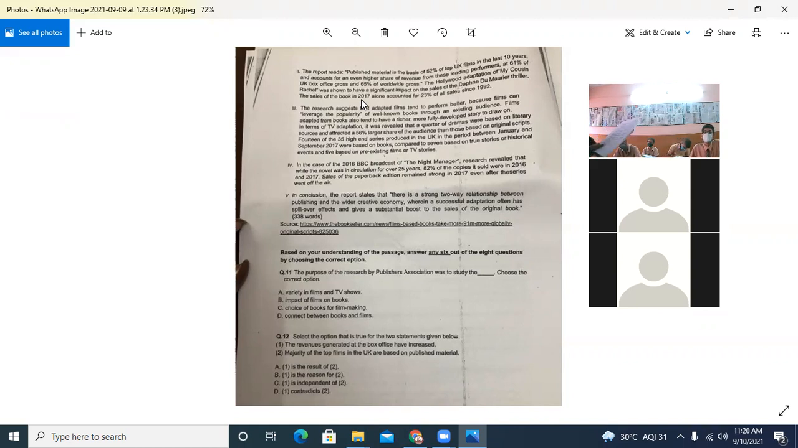Now see the passage. First one is, the purpose of the research by Publishers Association was to study. What they study? First paragraph. Choose what they study. Variety in films and TV shows, impact of films on books, choice of books for filmmaking, or connect between books and films. B option. B option. B option. Impact of films on books. Yes, what are you saying? See the name? Impact of films on books.